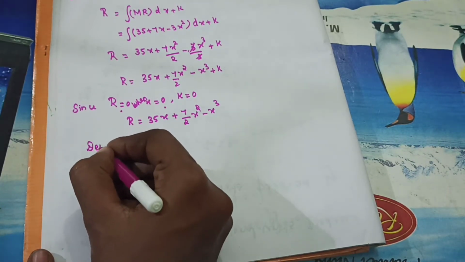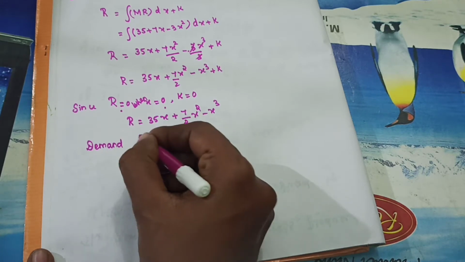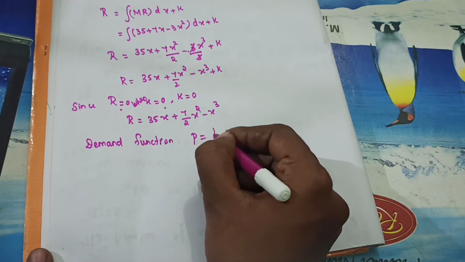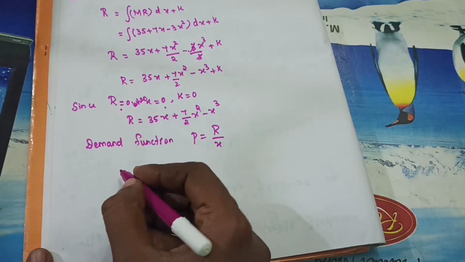Next, the demand function. You have learned the formula. What's the formula for the demand function? P is equal to R by X. So you know the R value, is it right?